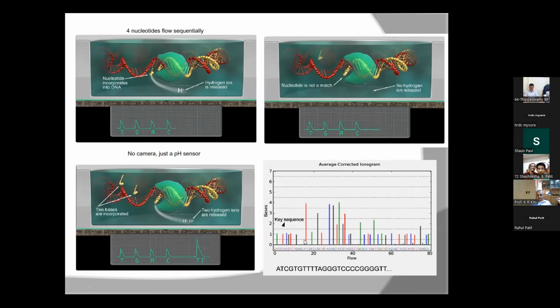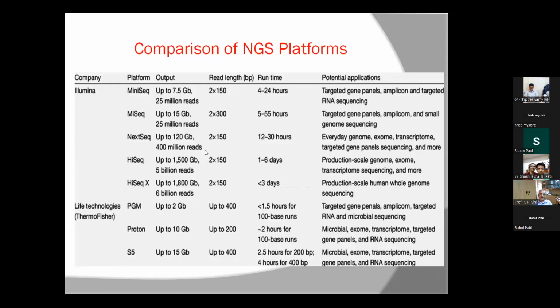And then, so there are 4, the long sequence, so that means there are 4 T's. So basically, you are measuring the change in pH upon addition of individual bases, and then thereby recording the bases. So if you compare, these are the 2 prominent next generation sequencing platforms currently in the market: Illumina and Life Technologies, which is now taken over by Thermo Fisher.